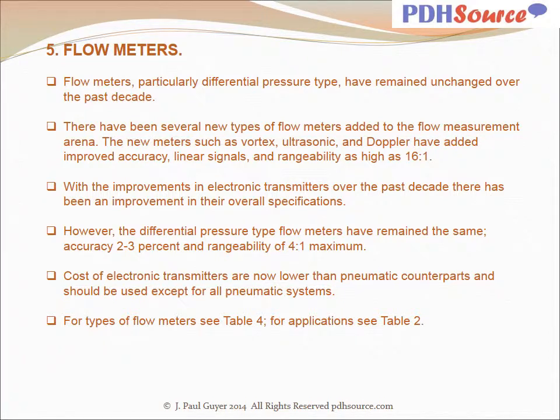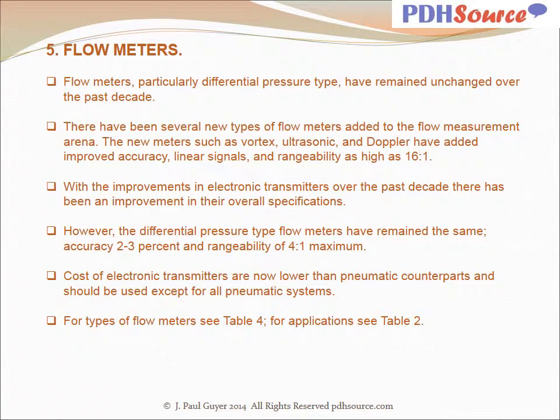With regard to flow meters, particularly differential pressure type, have remained unchanged over the past decade. There have been several new types of flow meters added to the flow measurement arena. The new meters, such as Vortex, Ultrasonic, and Doppler, have added improved accuracy, linear signals, and rangeability as high as 16:1. With the improvements in electronic transmitters over the past decade, there has been an improvement in their overall specifications. However, the differential pressure type flow meters have remained the same. The accuracy is 2 to 3% and rangeability of about 4:1 maximum.